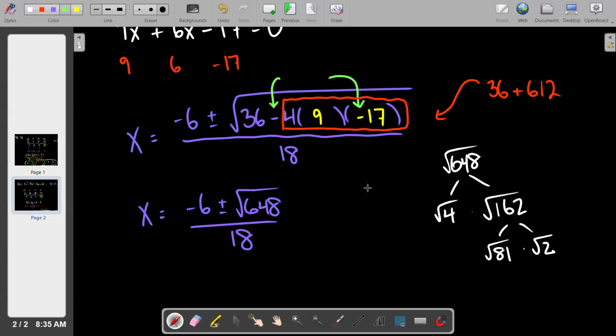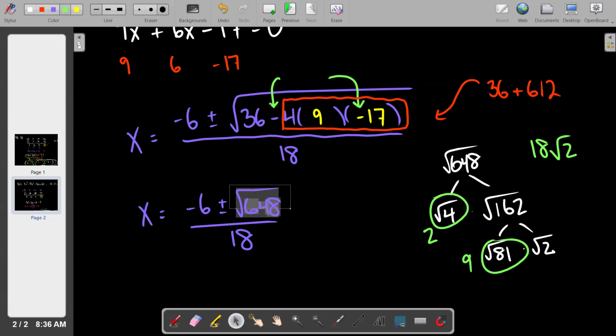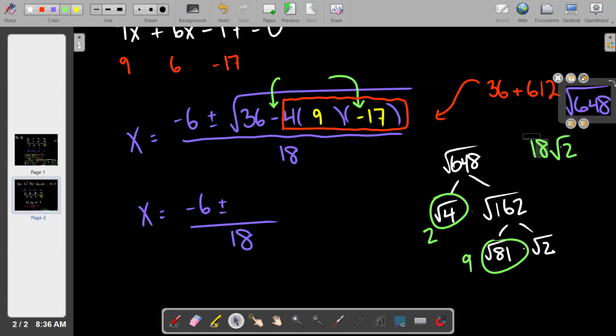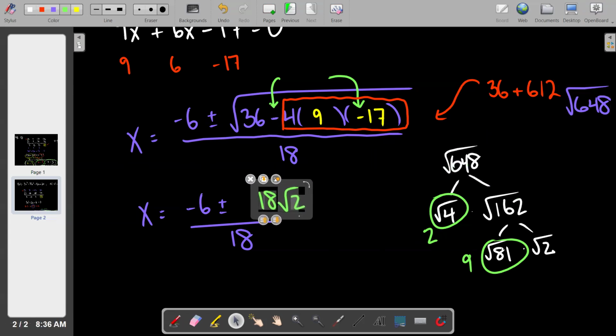I'm going to circle some things in green. What's the square root of 4? What's the square root of 81? Which means that the answer to this square root, if you blend the greens together, is 18 root 2. Slick, huh? So I'm going to say, hey, square root of 648, we don't want you here anymore. No offense, buddy, but we're going to just put you over there. And in your stead, we're going to put this one. See how I did that?